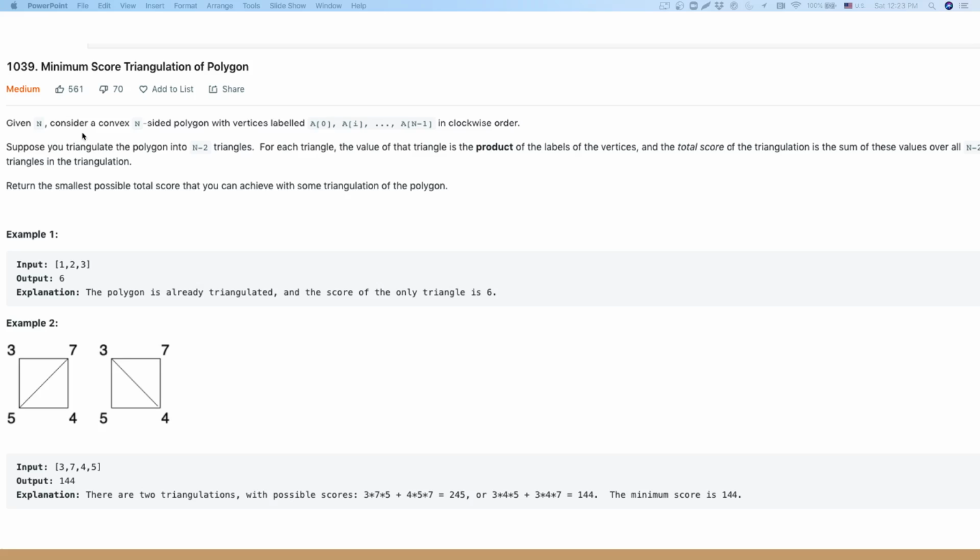And this question is medium. The reason is that it's even easier, because in the previous problem we have virtual boundaries. We have to manually add the virtual boundaries. In this case, we are forming n-2 triangles, so we are told that we don't have the boundaries.